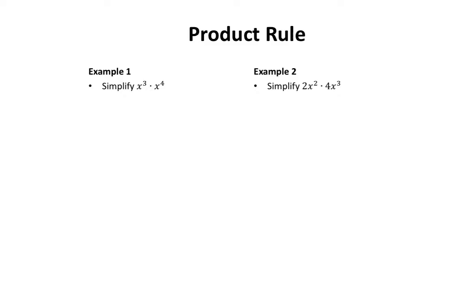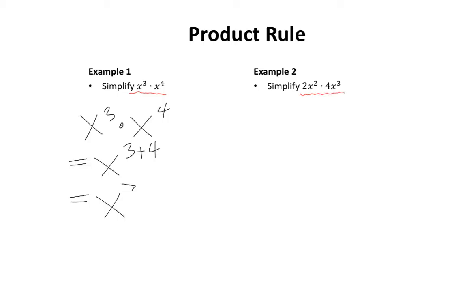In our first example, we want to simplify x to the power of 3 multiplied by x to the power of 4. When you multiply a power by a power with the same base, you just have to add the exponents. Let's write that down over here. x to the power of 3 multiplied by x to the power of 4. They have the same base, therefore you can just add the exponents, and that will be equal to x to the power of 7.